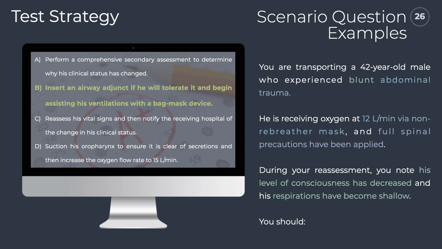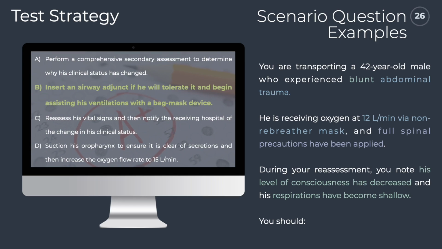Answer C also fails to address the lack of adequate ventilations, while answer D is wrong because there is no information that is explicit or implied that would suggest that the patient's airway is occluded. This is another example of adding information to the questions, and it again leads you down the wrong path.